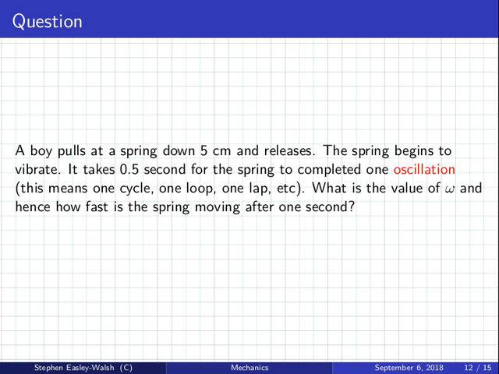Right, the spring begins to vibrate. It takes half a second for the spring to complete one oscillation. Right, so what's that 0.5 then? The T, yeah. I think you can do this one without my help. I want the omega first, so tell me the omega. What formula can give you the omega? 2π/T. That could give you the omega, couldn't it? Mm-hmm. Yeah, so calculate it for me, please.